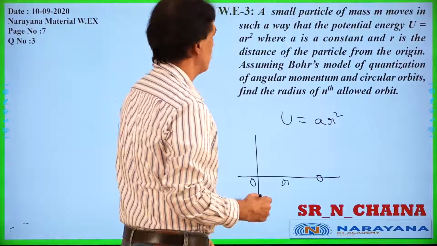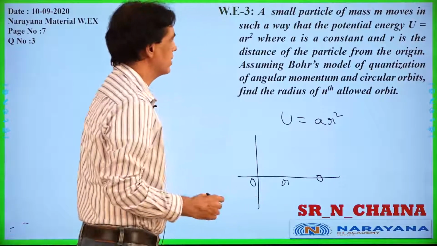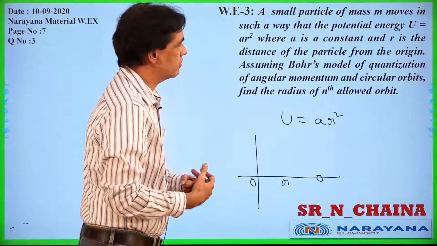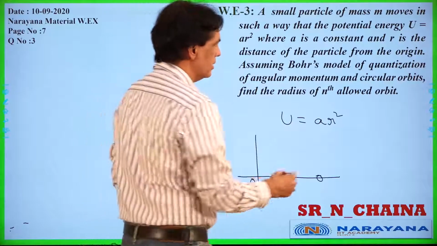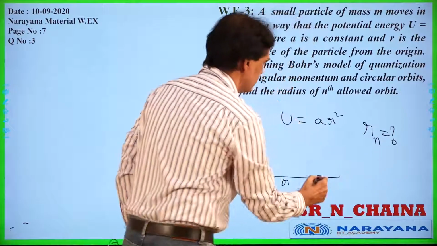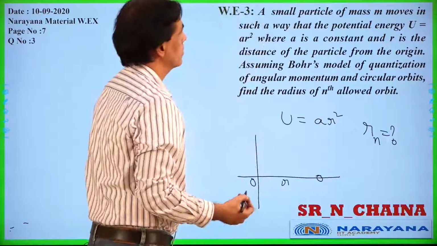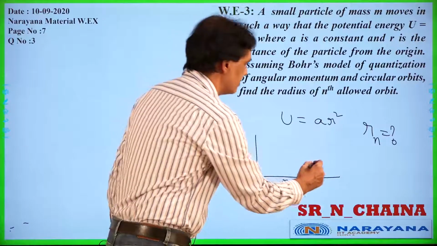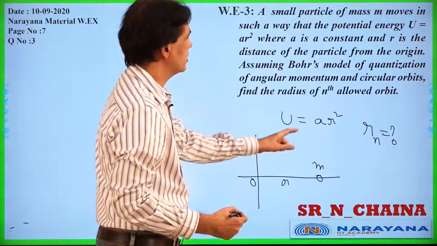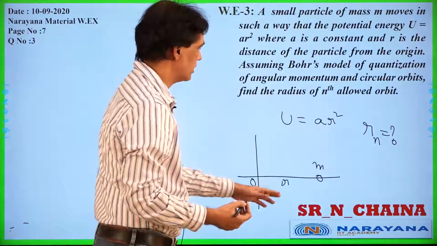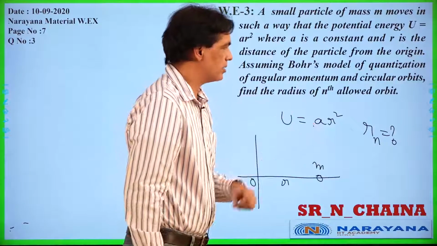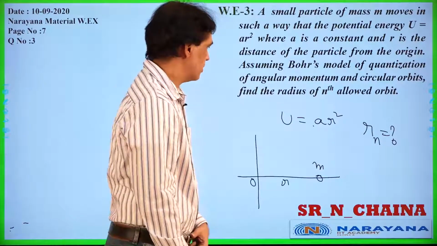Assuming Bohr's model of quantization of angular momentum and circular orbits are found to be valid, you need to find out the radius of the nth orbit. So what we have to find out in this particular case is r n. There is a small particle of mass m. It is moving in such a way that the potential energy is this. When it is at a distance r, its potential energy is this, and in this A is given as a constant. Able to understand? So this is the given data.